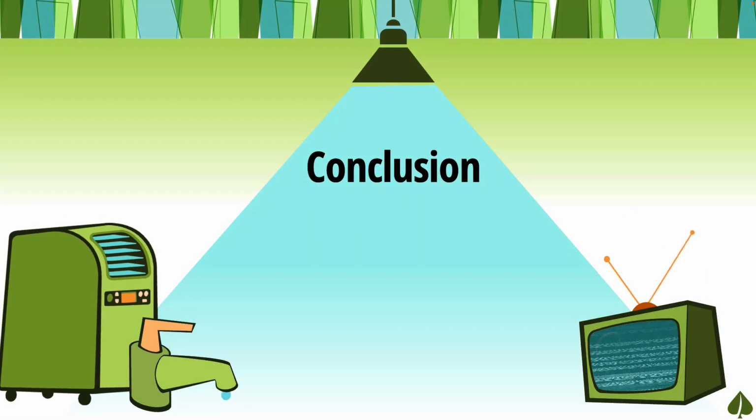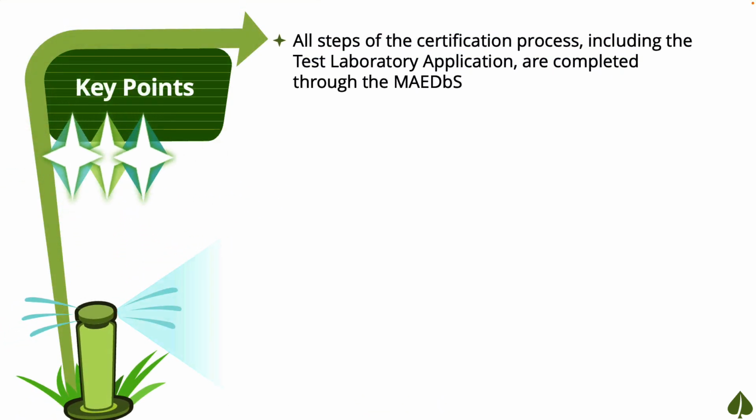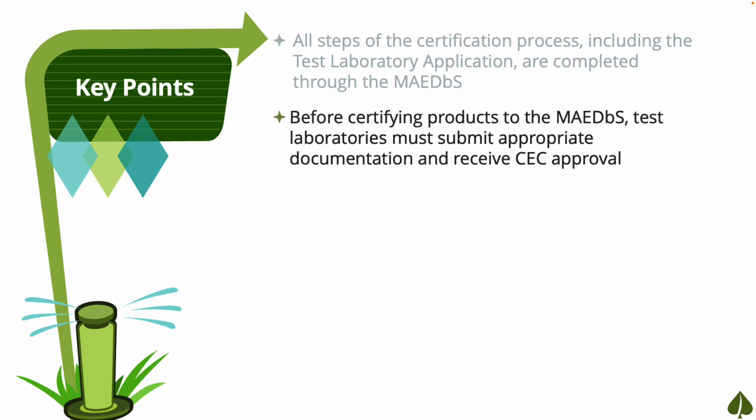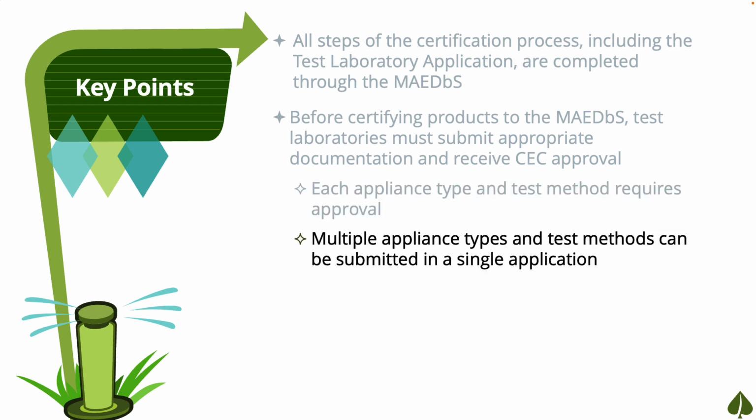In summary, you use the MAEDbS to complete all steps of the Title 20 certification process, including setting up a test laboratory account and applying for approval from the CEC. You need to request approval for each appliance type and associated test methods that you want manufacturers to use your company for when they certify their products to the MAEDbS. But you can add multiple appliance types and test methods in one application.